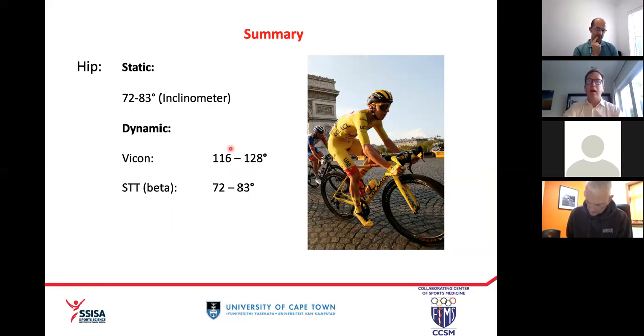Vicon, when using the standard plug-in gait model, has a range of about 116 to 128 degrees. And using this beta version of the STT system, which we see is the same as the static measurements, we use therefore the same range. So easy to remember, 72 to 83 degrees. And we'll publish data on that probably in the next year and a half once we've collected a large enough data set and can share that with you.